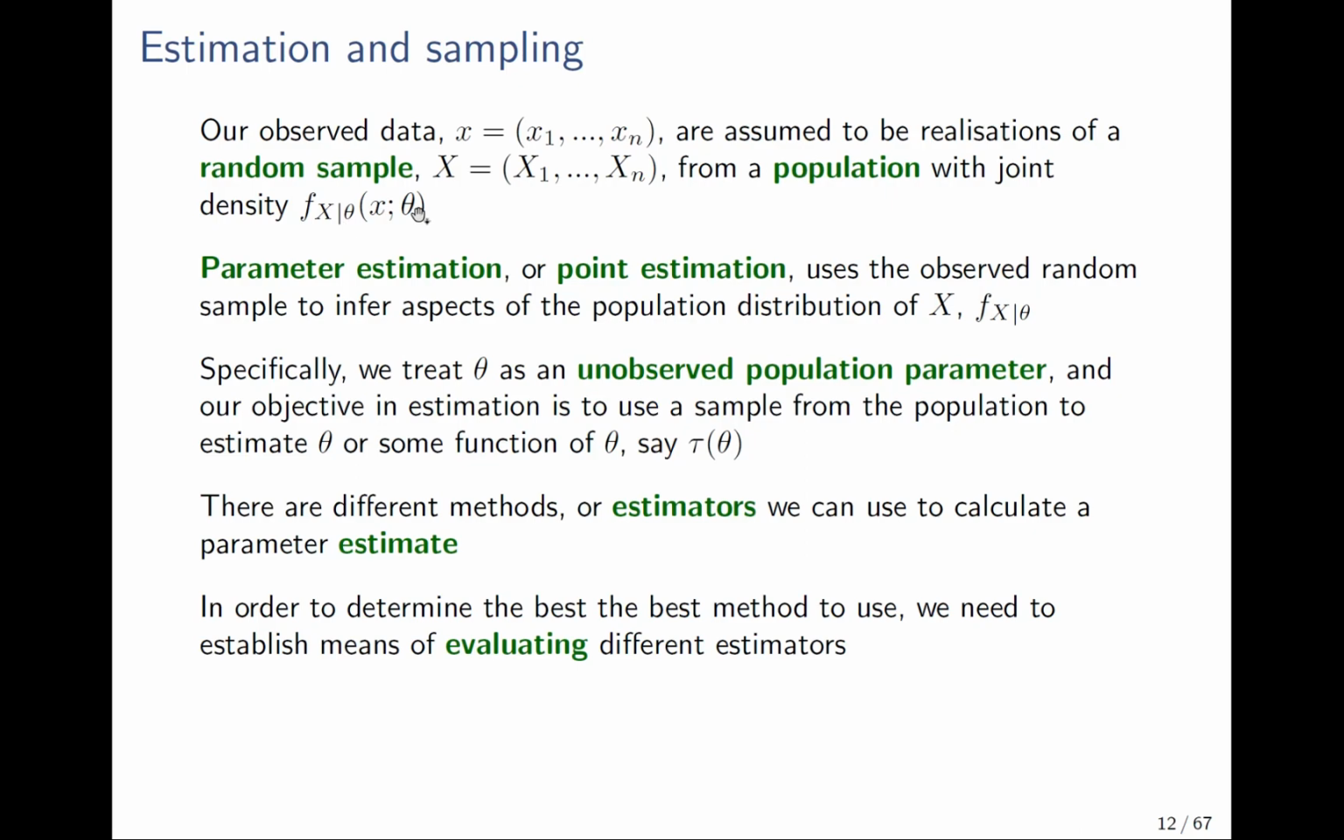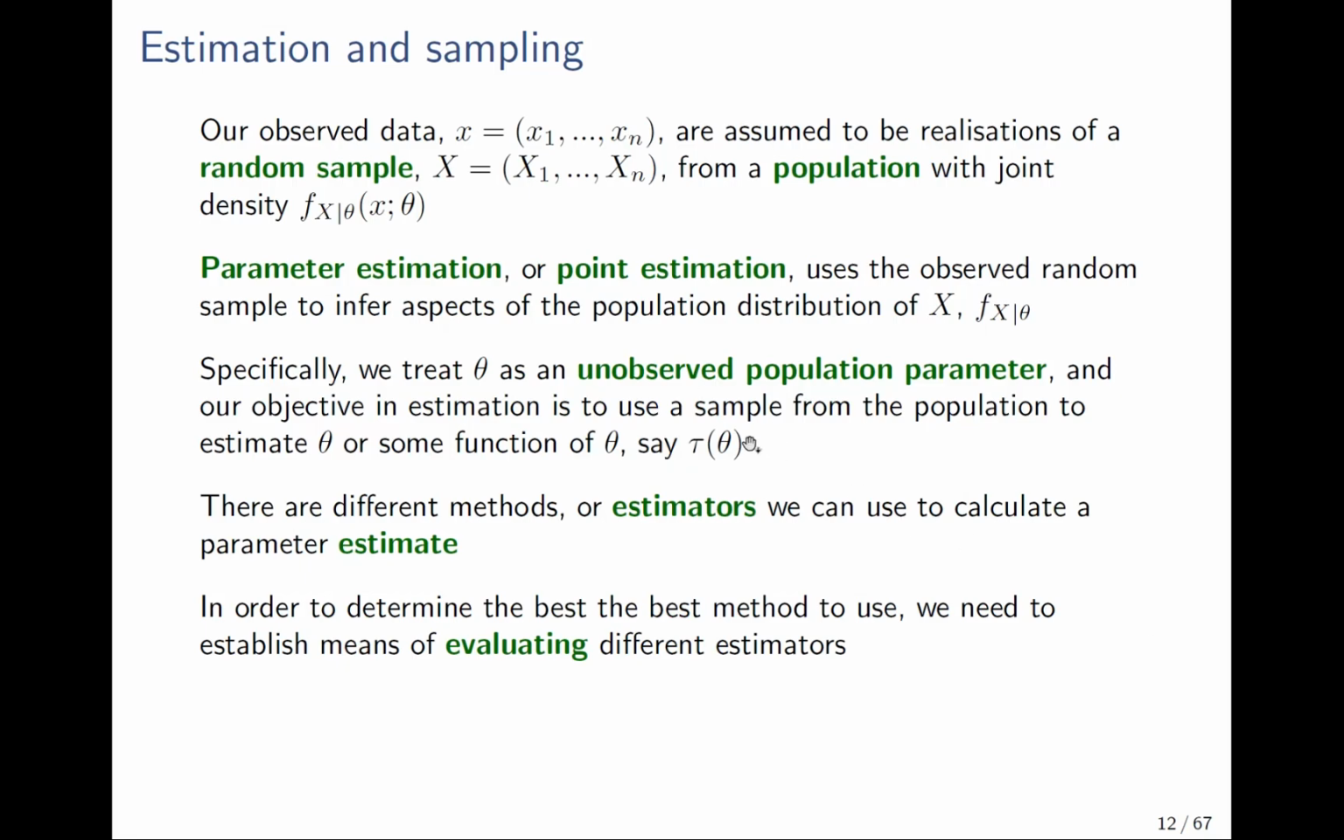Now, parameter estimation or point estimation: we're going to use the observed random sample, the observed data, to infer aspects of the population distribution. Specifically, we're going to treat theta as an unobserved population parameter, and our objective in estimation is to use a sample from the population, to use the data, to estimate a value for theta, some element of theta, or some function of theta, say tau(theta).